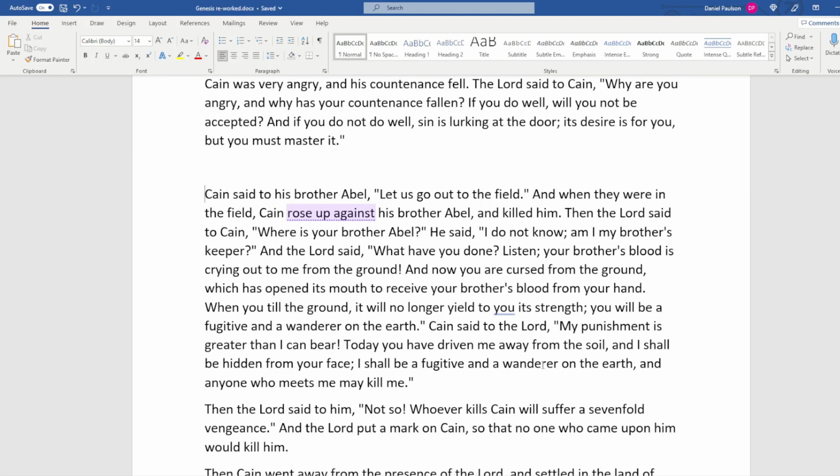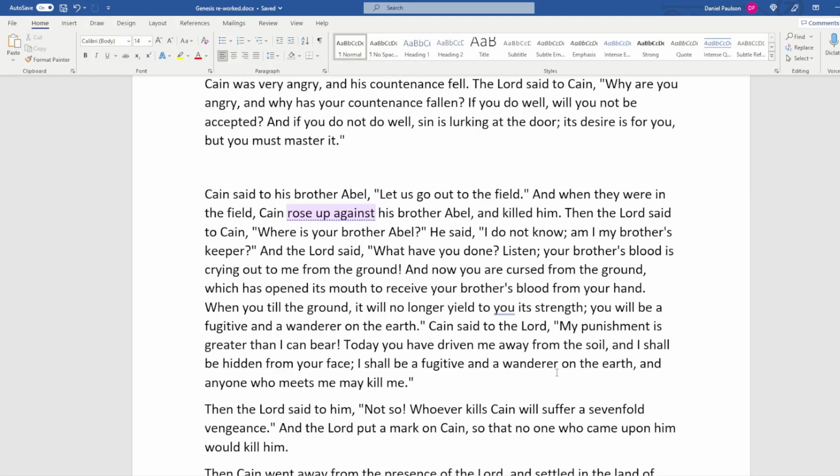Then the Lord said to Cain, "Where's your brother Abel?" He said, "I don't know. Am I my brother's keeper?" And the Lord asked him, "What have you done? Listen, your brother's blood is crying out to me from the ground, and now you are cursed from the ground, which has opened its mouth to receive your brother's blood from your hand."